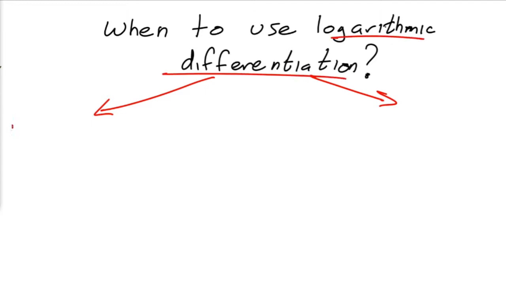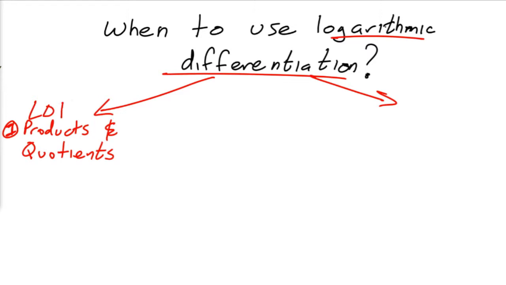The first one is one that we kind of saw in one of the previous examples, is when you have lots of products and quotients, lots of them. So whenever you're multiplying or dividing a bunch of stuff, it makes sense to use logarithmic differentiation. And I'll show you, of course I'm going to show you how to do it, but that's one of the times when you want to use it.